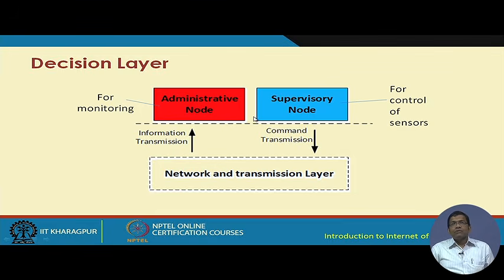In the decision layer, which sits on top of the network and transmission layer, the information is transmitted for monitoring to the administrative node, and for control of the sensor nodes, the supervisory node sends the command to the network and transmission layer for further sending to the actuators underneath.